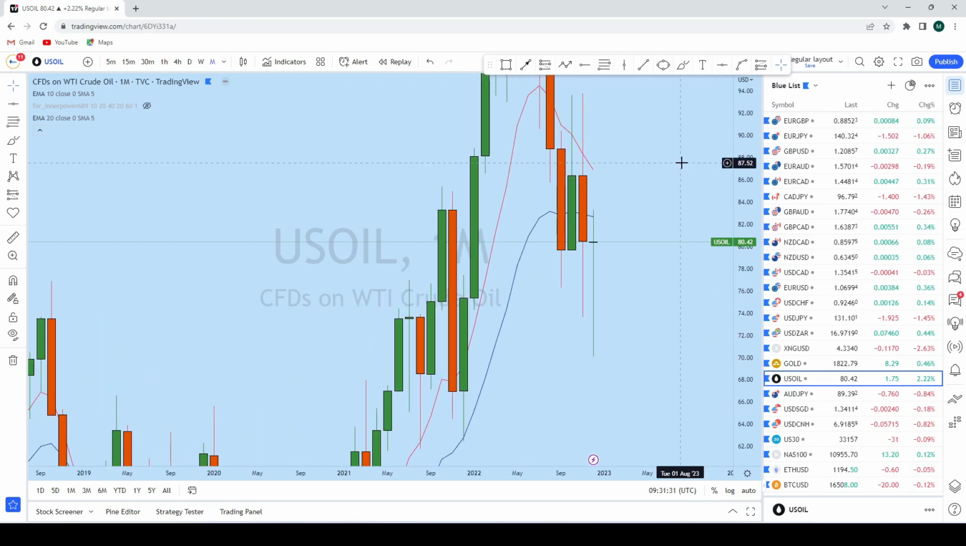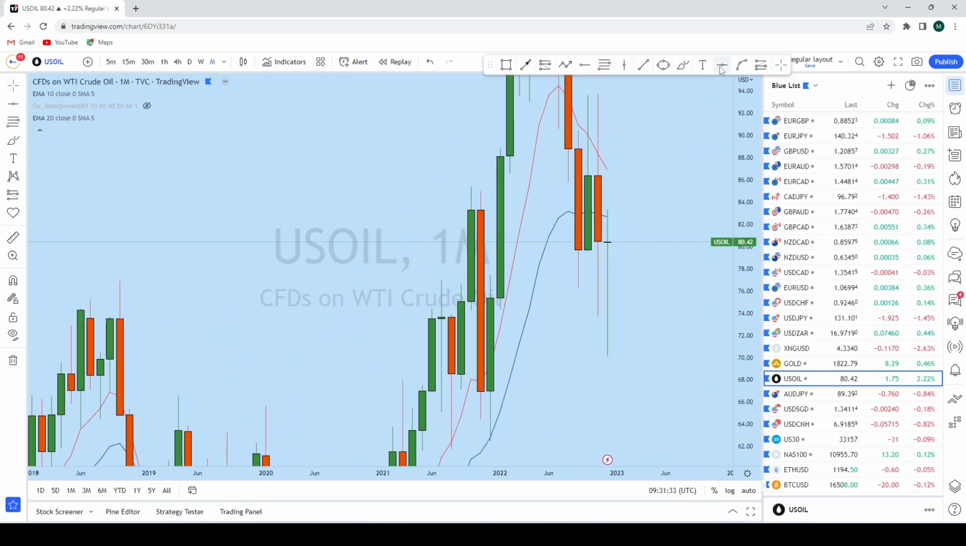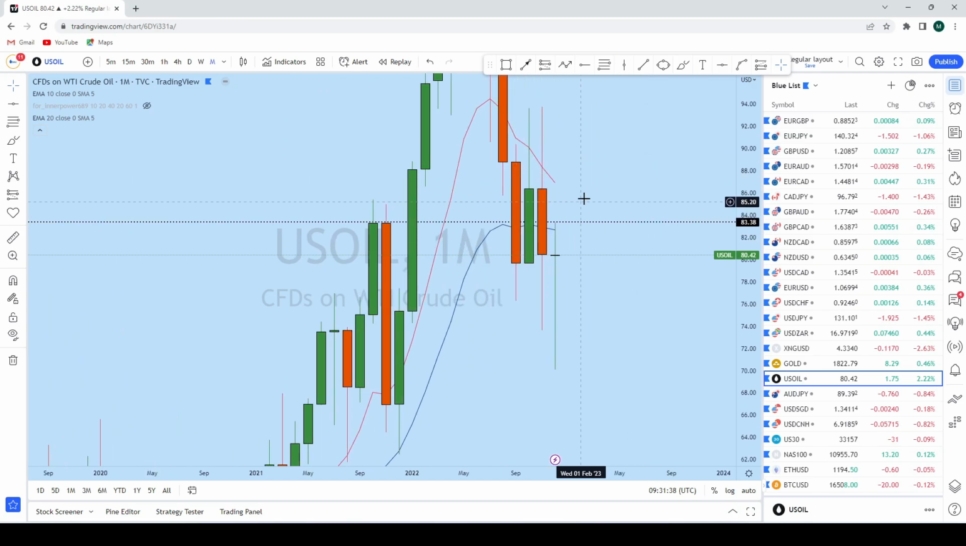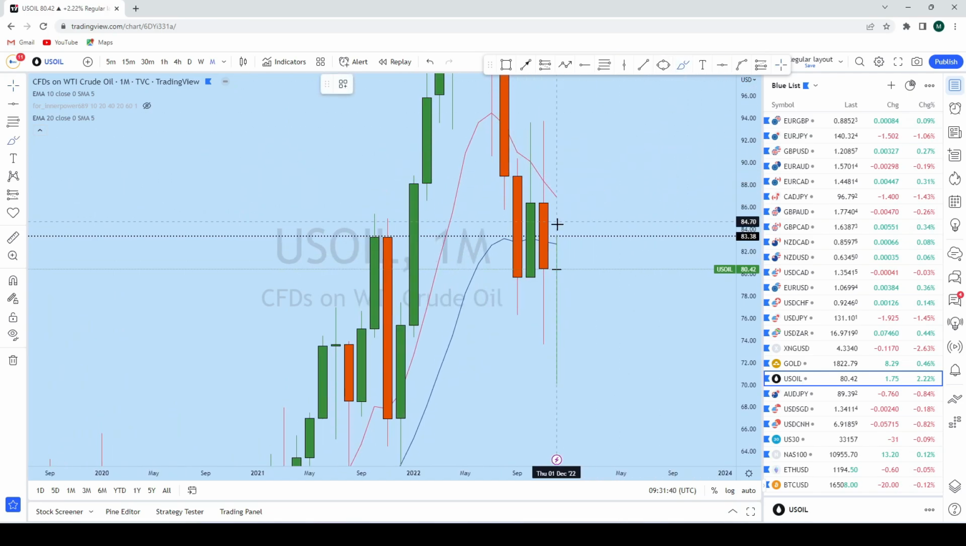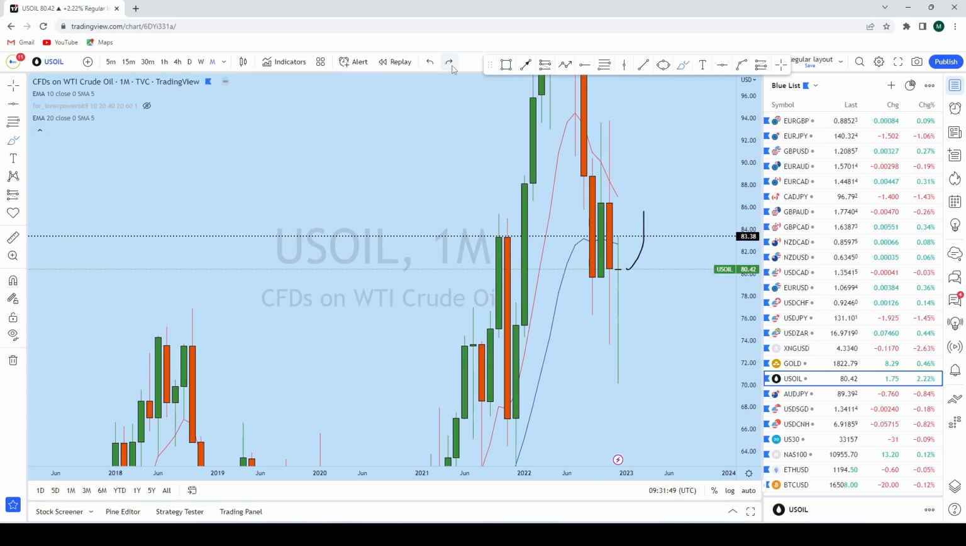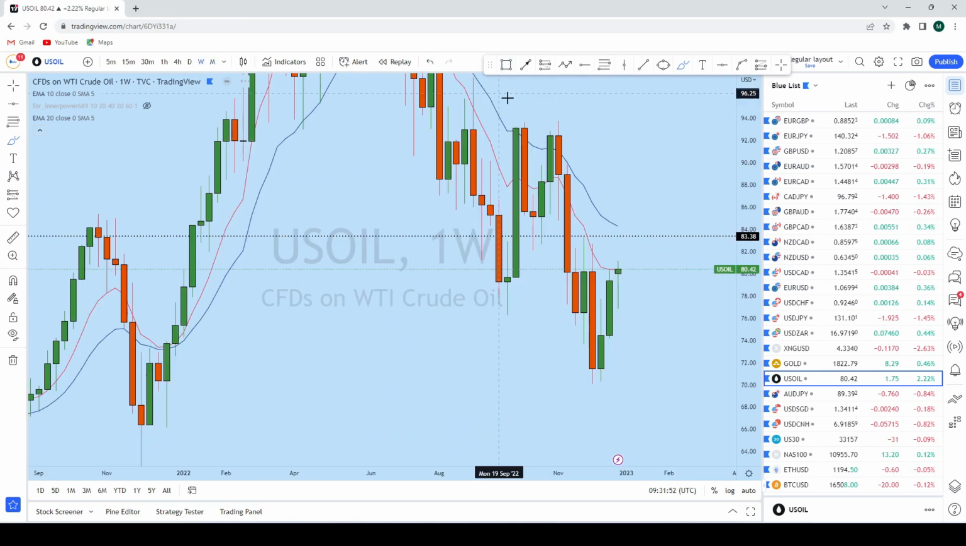What I think we could see on US oil is that the price this month might break this monthly high, creating an overextended market, and from that zone we could see another wave of drop. So initially we could see a bullish move on US oil. With that in mind, let's look at the weekly time frame.